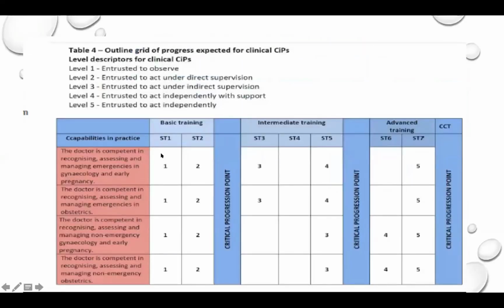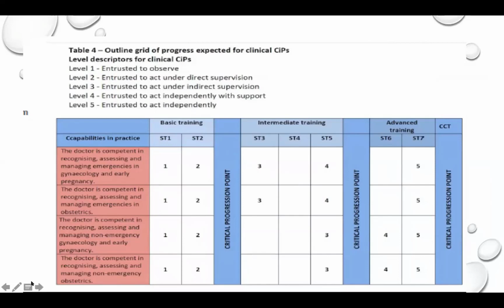The other important one is this one, which I found on the RCOG website. It is a grid matrix of the expectations of ST1, 2, 3, 4, 5, 6, 7. At the level of ST1, the trainee can only observe. They are not expected to perform the procedure. At ST2, they can perform but under supervision. ST3, they can perform under indirect supervision. ST4, act independently but with support. ST5, entrusted to act independently. This one I have taken from the website, and I'm not going to go into the detail.